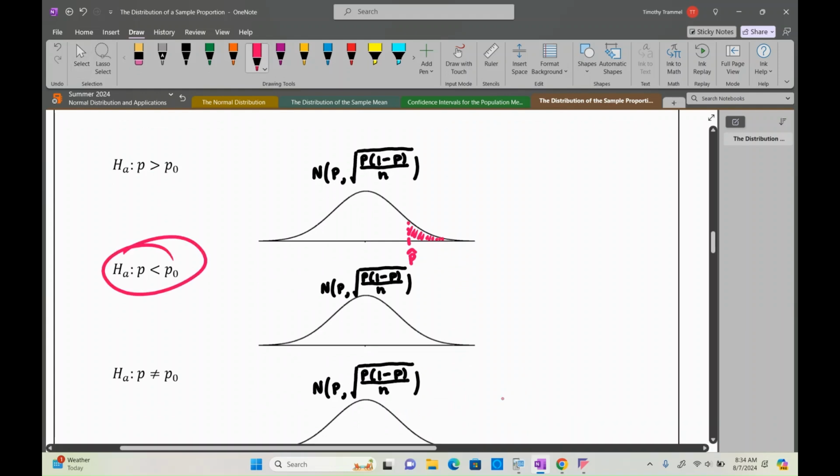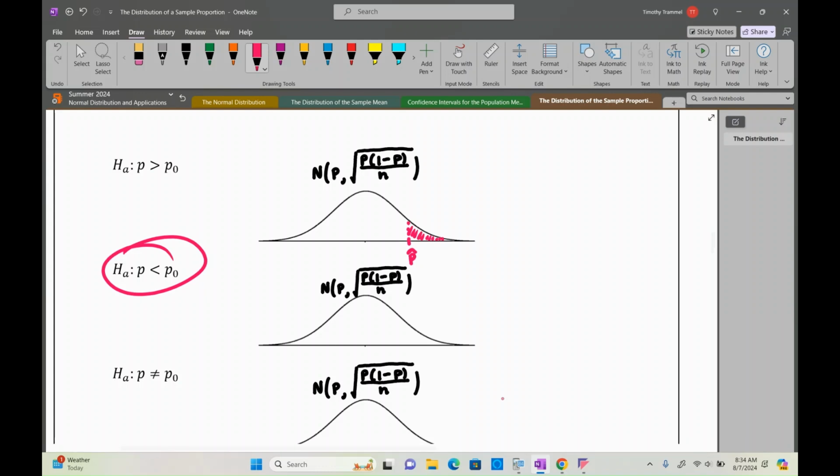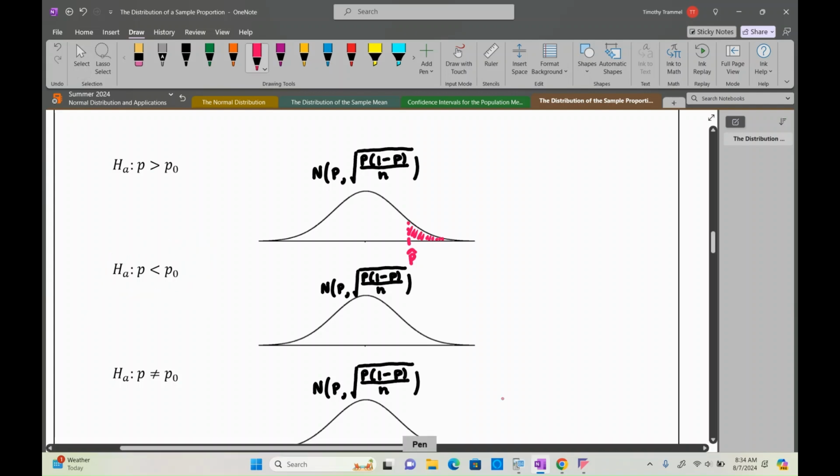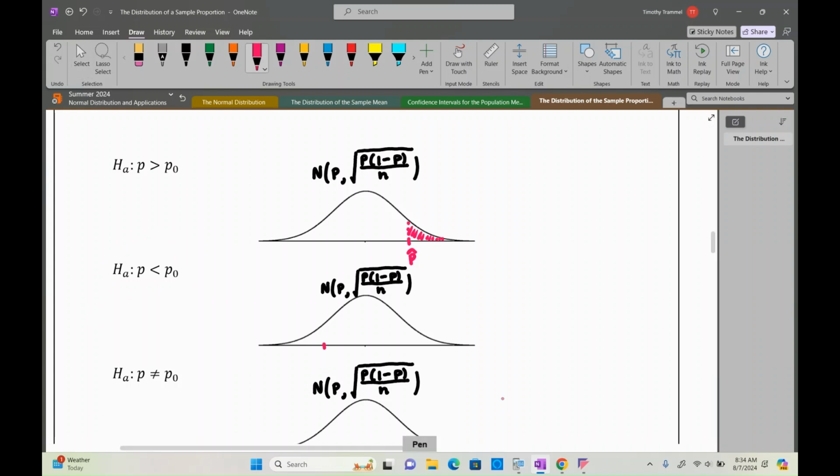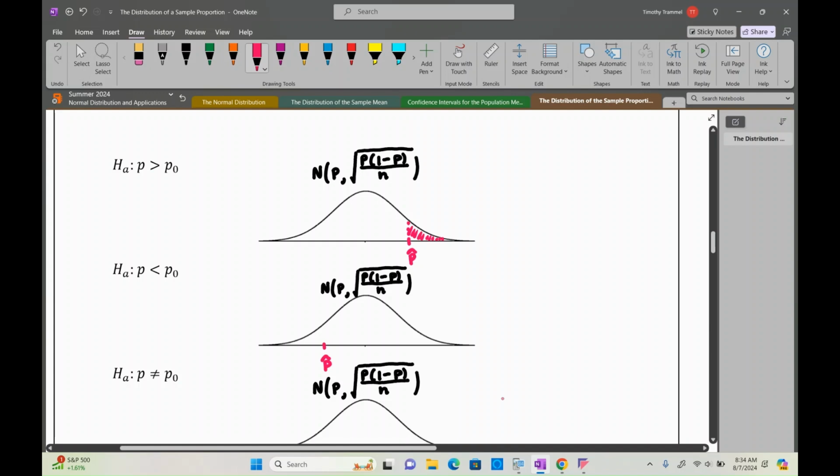In our second case, we think that the proportion is actually smaller than was stated in the null hypothesis, and hopefully our sample then lands us somewhere off to the left of P, and that would look something like this.